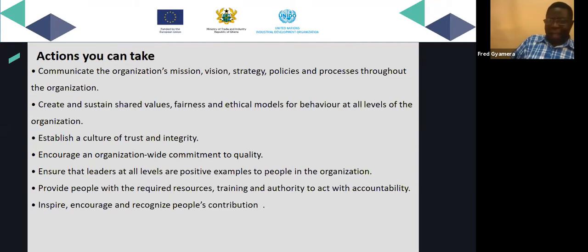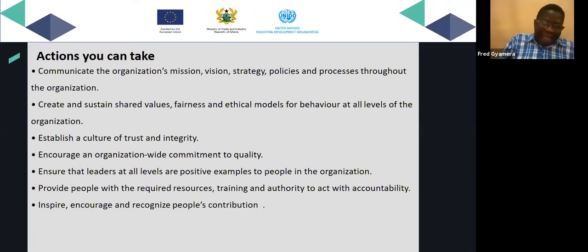Provide people with the required resources, training, and authority to act. With what? Accountability. They've given you the authority, the responsibility. It should come with what? Accountability. Because they provided the resources and the requisite training for you to perform.